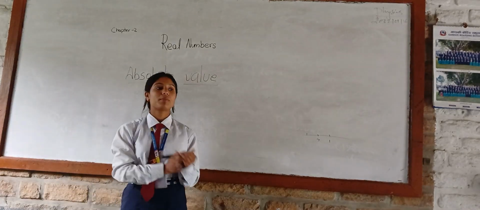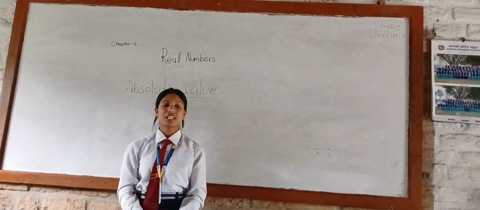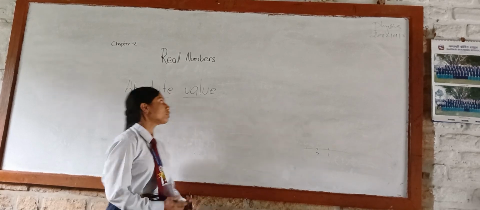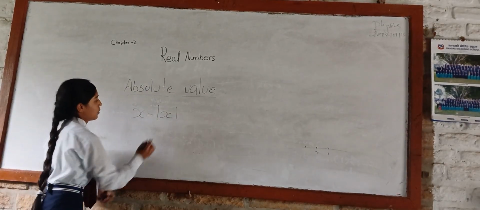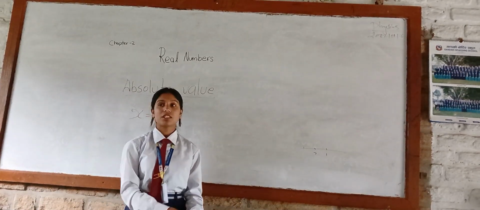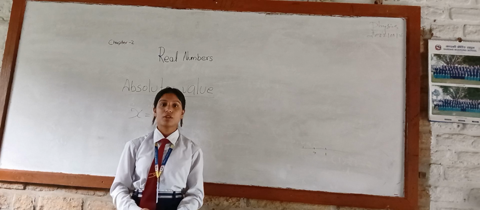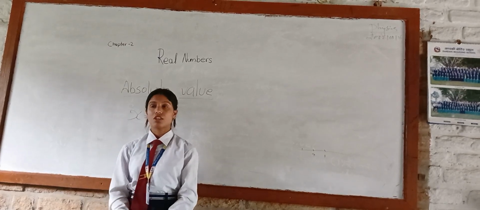Now I would like to talk about the absolute value of a real number. Absolute value of a number is the distance from 0 to the number on the number line. So absolute value of x can be represented as this. Absolute value is always non-negative. So if a number is positive, then the absolute value of the number is also positive. But if a number is negative, then the absolute value of the number is the positive version of the number.